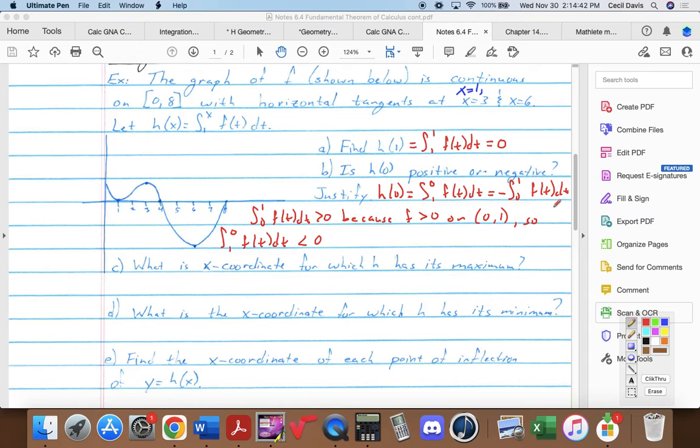Because it's the opposite of the integral from 0 to 1. That makes sense? All right. What is the x-coordinate for which h has its maximum? Okay. So how do we find the maximum for any function? Forget about the fact that this is integral defined. How do we find the maximum?